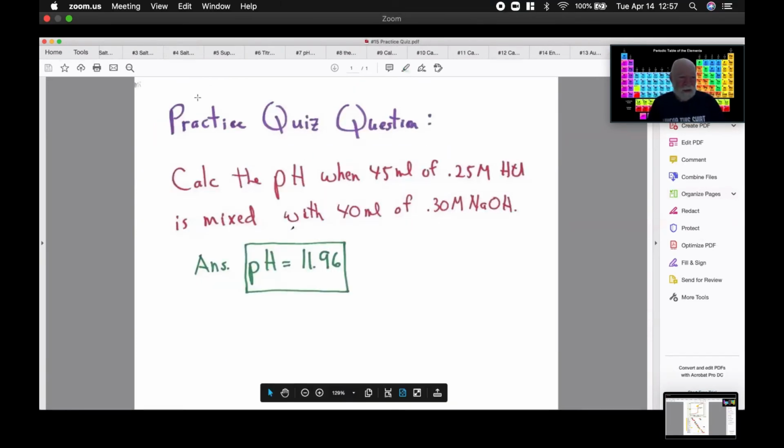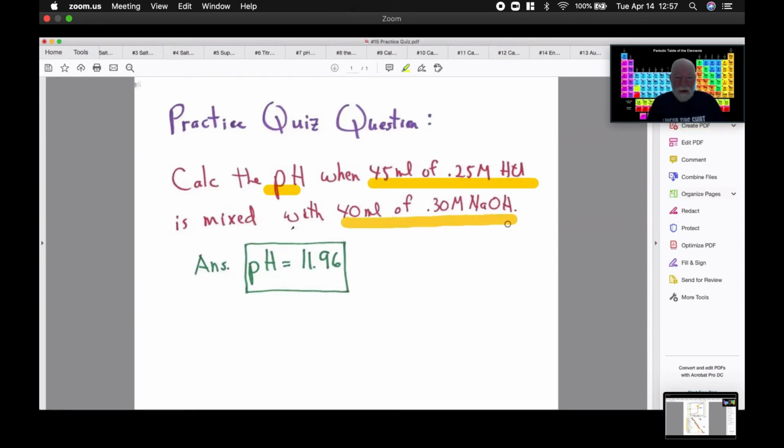This problem goes like this. Calculate the pH if you're going to mix 45 milliliters of 0.5 molar hydrochloric acid with 40 milliliters of 0.3 molar sodium hydroxide. Let me talk you through the setup on this. Hydrochloric acid is a strong acid, so you can write hydrogen ions. Sodium hydroxide is a strong base, so you can write plus hydroxide gives you water. Then you want to write down the original concentration of HCl, 0.5 molar, original concentration of hydroxide 0.3 molar, but you must take dilution into account.